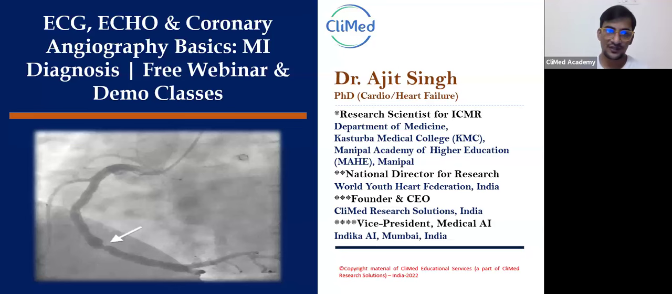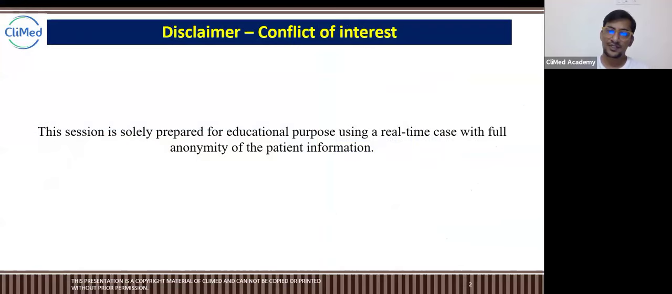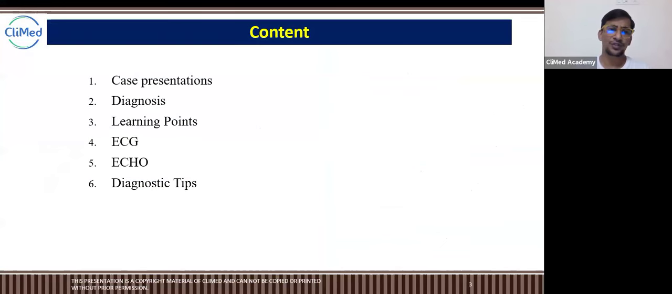ECG, echo, and coronary angiography basics. MI diagnosis, we go for. Disclaimer: I have used a case report to start the case. I recently discussed that case in the last MI class also, but this is just a base to discuss ECG, angio, and echo, not the complete thing. Today, we are going to start with the case presentation, then diagnosis. Diagnosis means all the ECG, echo, and angiogram, and I'm going to give you diagnostic tips at the end, right, guys? So let's start.